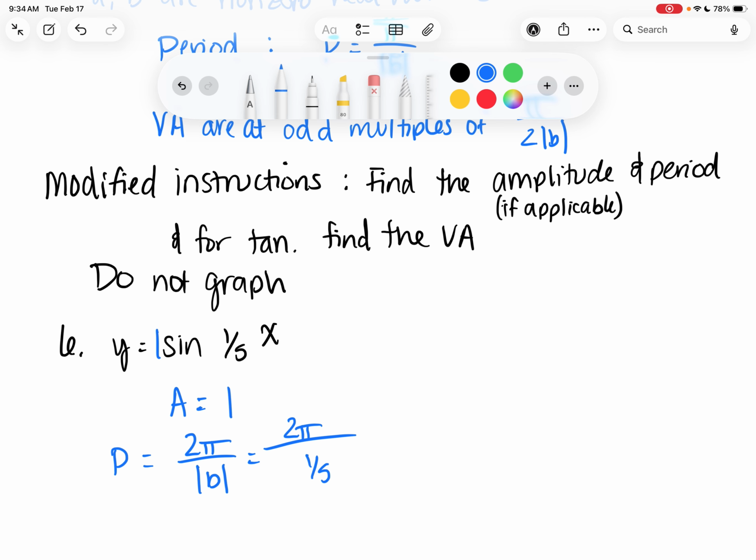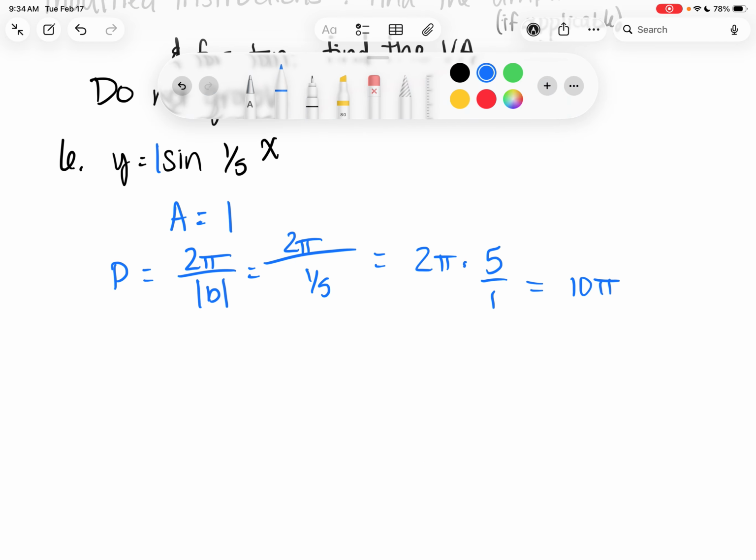Keep, change, flip. So we would have 2 pi times 5 over 1, which is just 10 pi. You don't have to write that step out. If you can do that in your head, that's fine. But I'm just writing it out for us to see it right now. And that's all you have to do for this section. Nice and easy. Next section, a little less easy, but for this one, nice and easy.